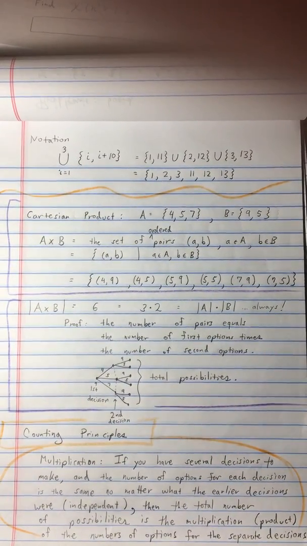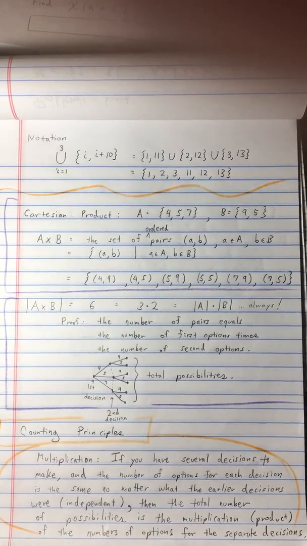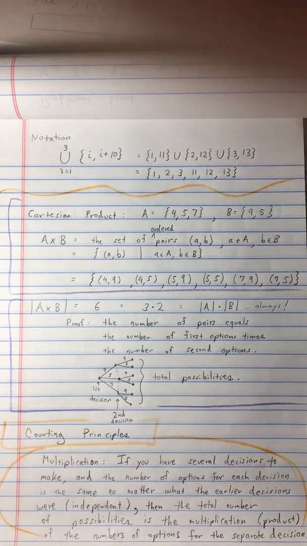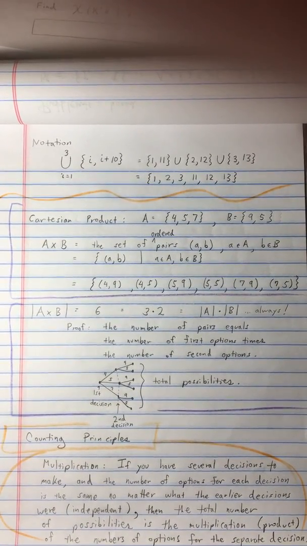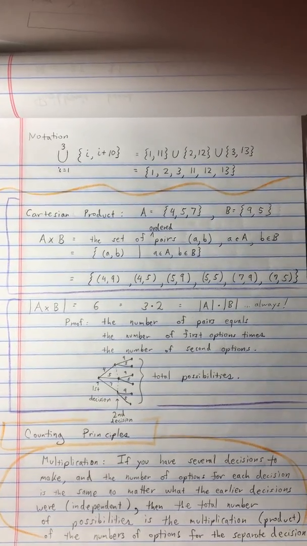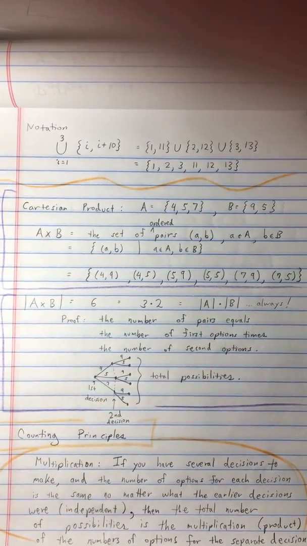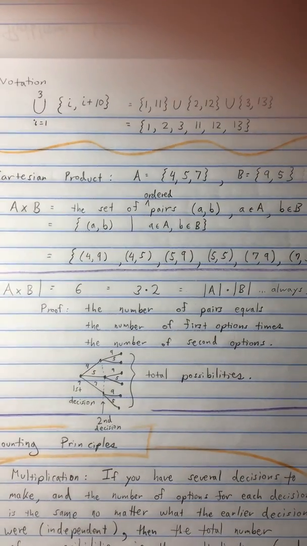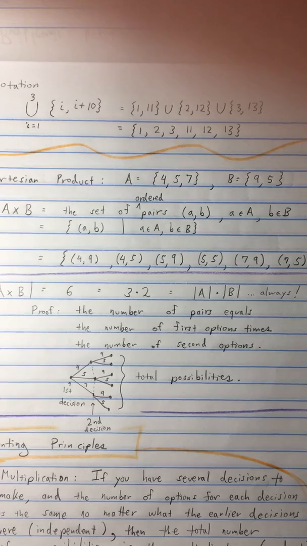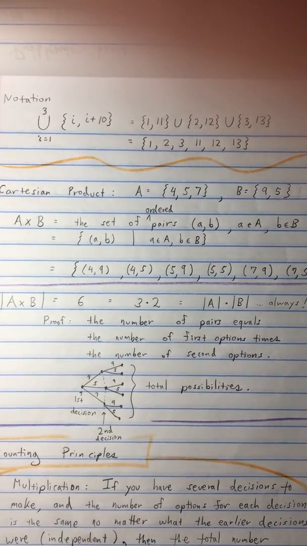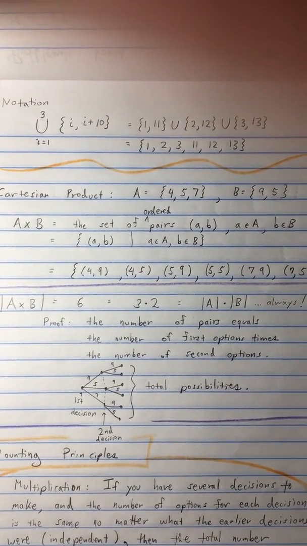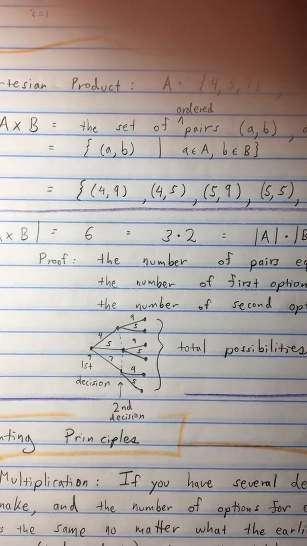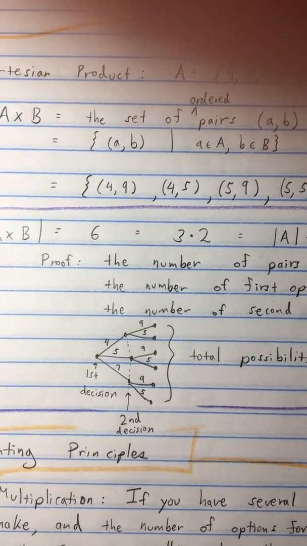That always works. The size of the set A cross B, the Cartesian product, is always equal to the product of the multiplication of the two smaller sets. So for a proof of that, this is an illustration proof. The number of pairs equals the number of the first options times the number of the second options. Those are the sets, the numbers in set A and B. And you can see how the options are chosen in this little tree picture, which is called a decision tree.